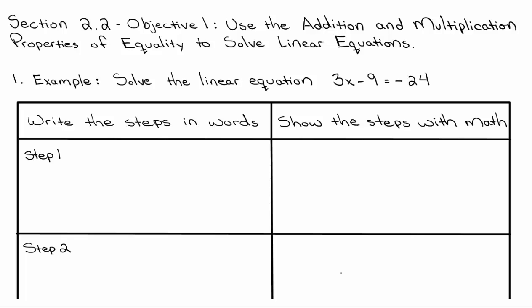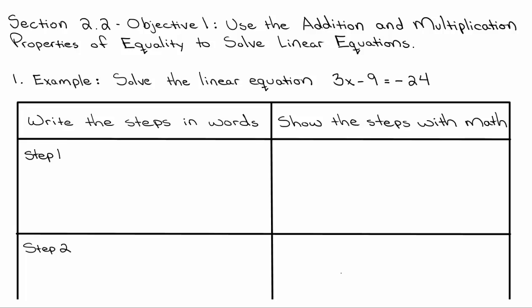Section 2.2, Objective 1: use the addition and multiplication properties of equality to solve linear equations. So our first example, we're going to solve the linear equation 3x minus 9 equals negative 24.